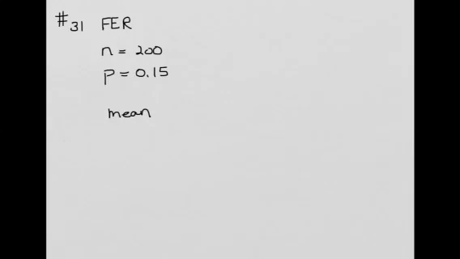In 31, same scenario. Now we want to find the mean, and we can do this by using the formula mu equals n times p. This is actually given on the front page of your exam. So n is equal to 200, p is equal to 0.15, and we get 30 stores that we would expect to recover their merchandise on average in this scenario.